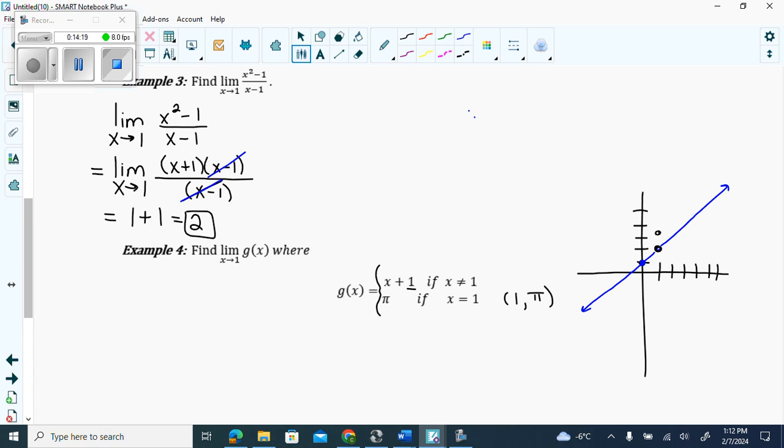So they want to know if we can find the limit as x approaches 1 of g of x. So we have to do it from the left and the right. I can see right now that there is a limit. It exists because I drew it. But what if I didn't draw it? How can I show it algebraically?